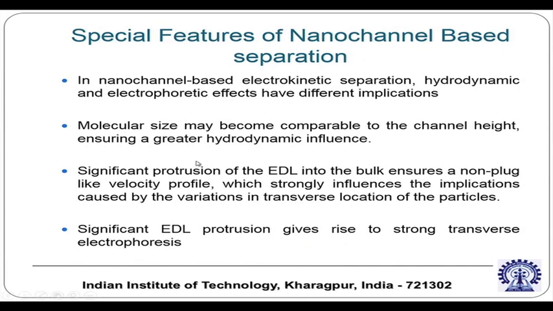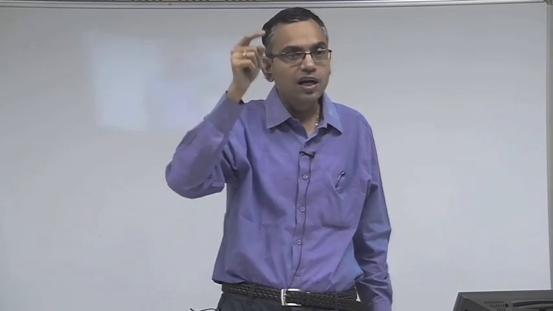Then molecular size in nanochannels may become comparable to the channel height, ensuring a greater hydrodynamic influence. Significant protrusion of the electrical double layer in the bulk ensures a non-plug like velocity profile. So the uniformity of the velocity profile in the electroosmotic flow is based on the thin electrical double layer assumption, because the gradient will be there within the electrical double layer. If the electrical double layer is thick, then the gradient will be very strong and then the uniform velocity profile will be lost. That will significantly affect the dispersion process and the separation process. Okay.